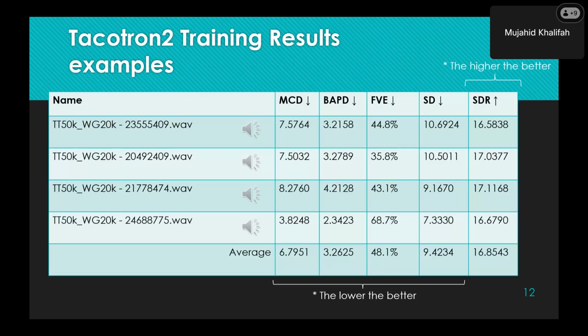As we can see, for the first four metrics, the lower the better. And you can see from the numbers that they are actually quite bad compared to other papers. And the last one is SDR, the higher the better, and it's also quite bad.